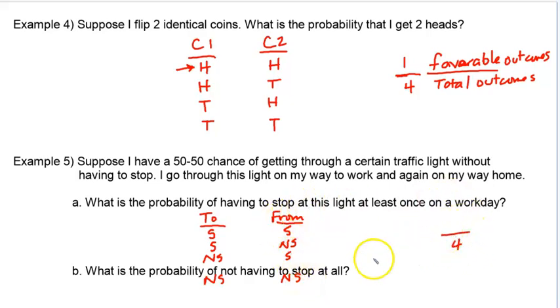That's the denominator. So letter A says, what's the probability of having to stop at least once? Well, here, here, and here. All of them except for the last. So there's 3 favorable outcomes out of a total of 4 total outcomes for letter A. So my answer would be 3/4. And then letter B, pretty obvious. What's the probability of not having to stop at all? That's the one possible favorable outcome to answer this question. There's only one possibility of that happening out of the total of 4.